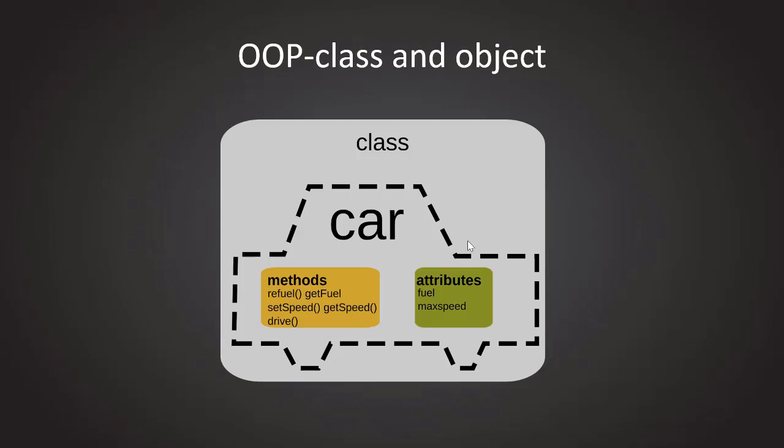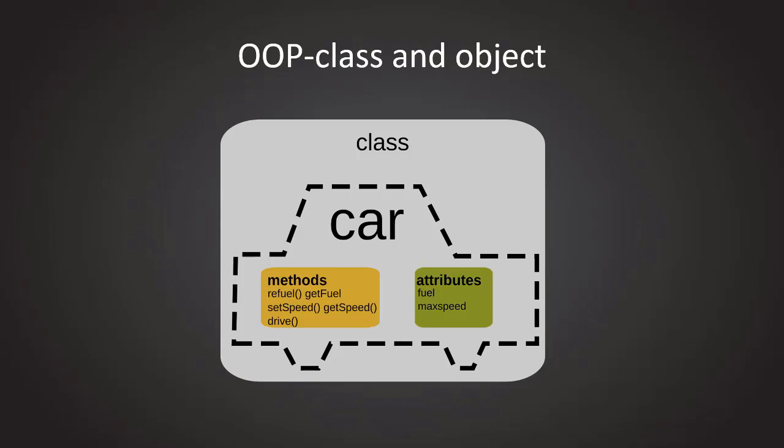First, let's discuss class. A class is like a blueprint that describes the properties and behaviors we care about. For example, here on this slide, we have a car class. We have some attributes or properties that we may care about, such as fuel and max speed. In addition, we have some behaviors we care about. We call them methods or functions. In Python, we used to call them functions. That's all we care about in a class.